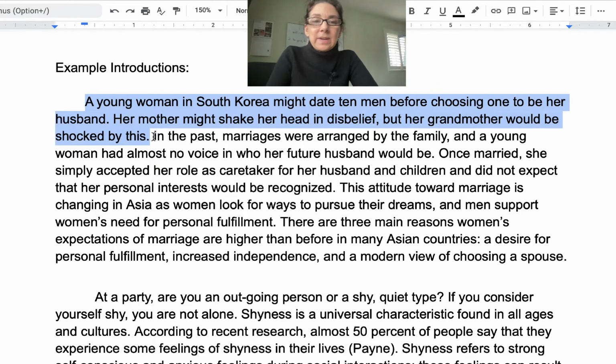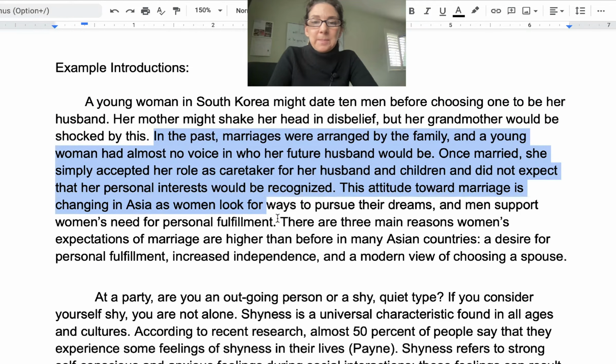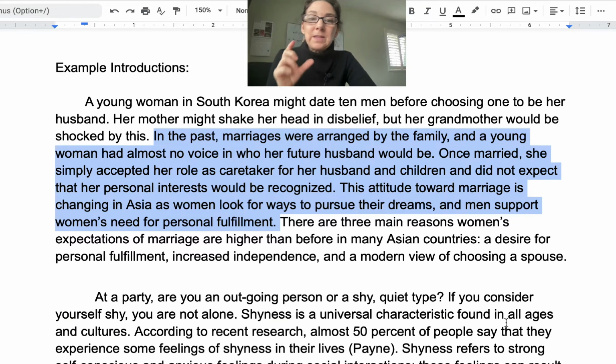Okay, then it transitions into the background information, and the background information is this whole section, which, as I mentioned before, should be the largest section of the introduction. And what does the background section do here? It tells us what we need to know to feel comfortable with the topic. It gives us background. It tells us what this issue is in this culture, what marriage was like in the past, and that it is changing now.